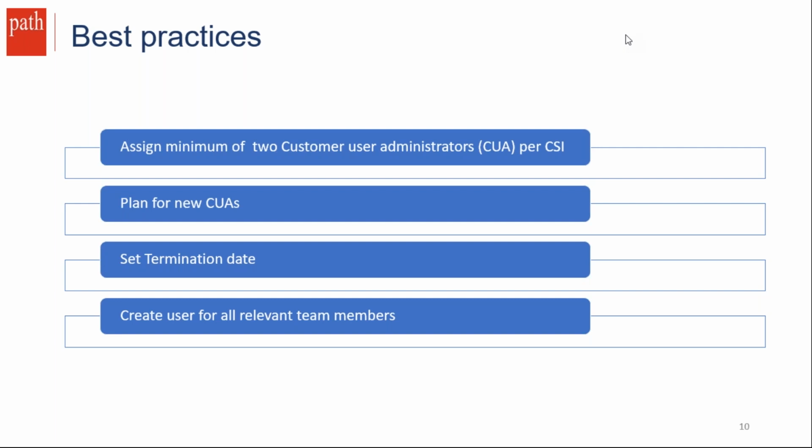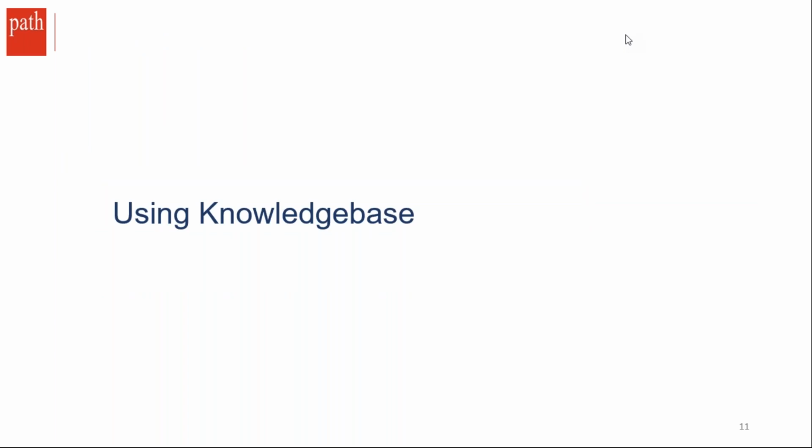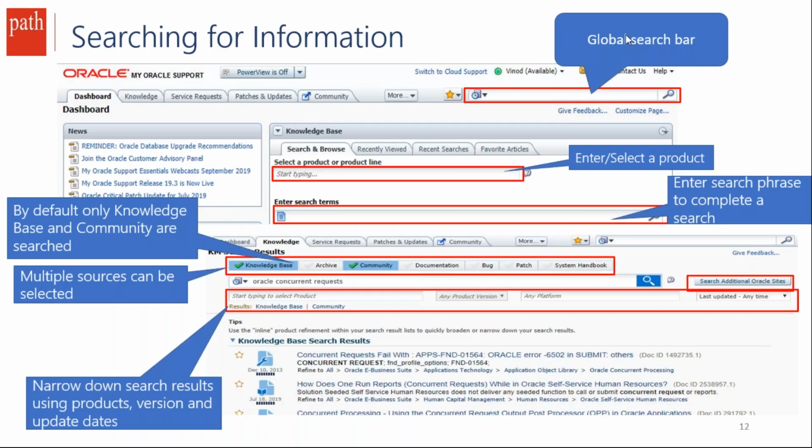One of the first features that users start using on MOS is the knowledge base. On the home page, there are multiple ways of searching for information, most commonly used is the global search bar. You just type your question or keywords about the information you are looking for and press enter or the search icon.